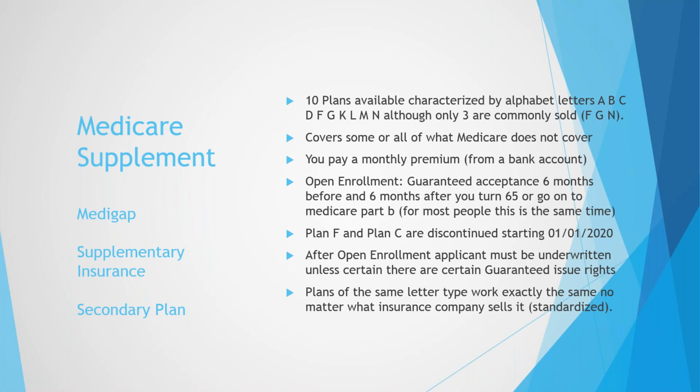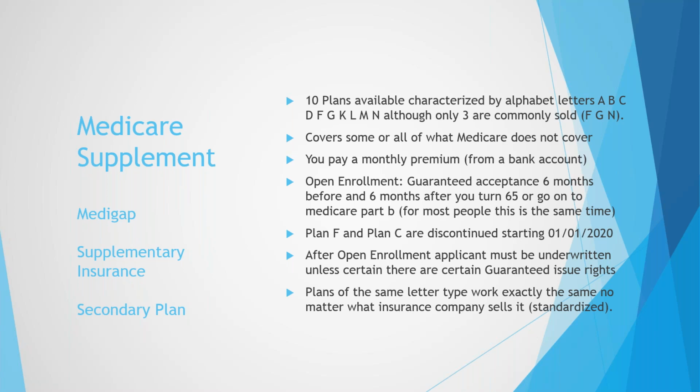Very important. Plan F and Plan C are being discontinued starting January 1st, 2020. Reason being is those are the only 2 of the 10 alphabet letter plans that pay for the Part B deductible. They're the only 2, so they're gone. They're out. After open enrollment, the application must be underwritten. The applicant must be underwritten unless there are certain guaranteed issue rights.